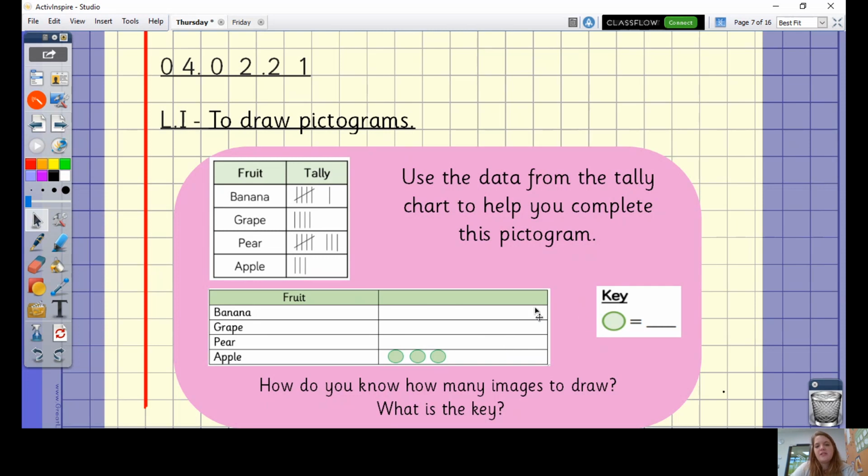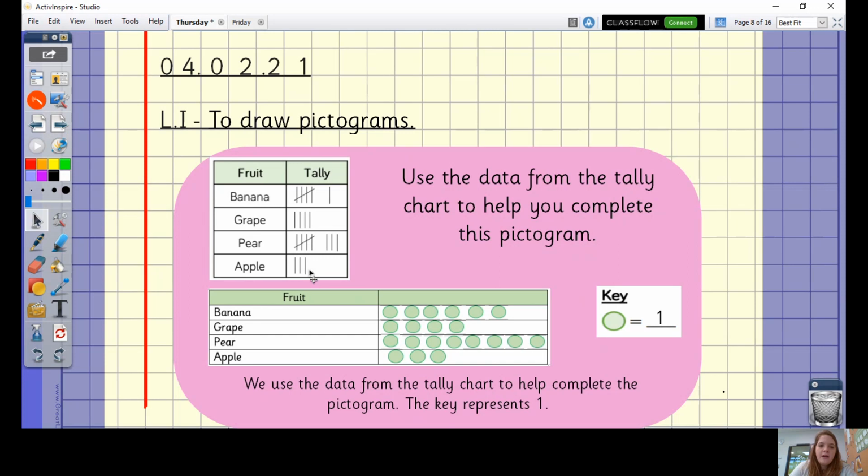Okay, hopefully you've had a chance to complete this pictogram now. I'm just going to show you what your pictogram should look like. For banana, we can see there is a tally of 5 and then 1, so that makes 6. So we should have 6 circles next to banana. Now our key is 1, because each symbol is going to represent 1. Now for grape, we can see 4 tally marks. There should be 4 circles in our pictogram.